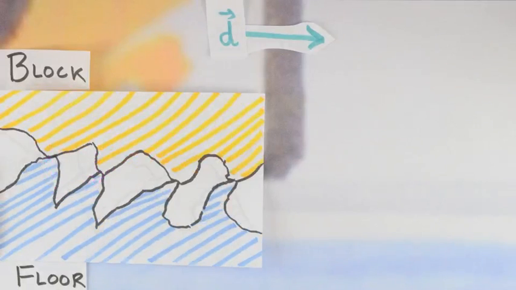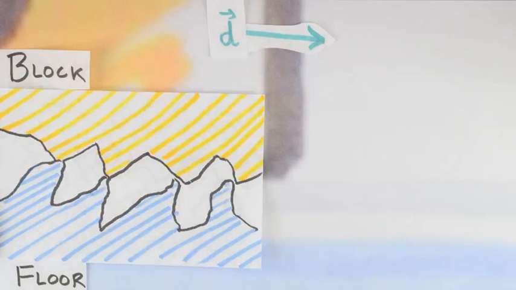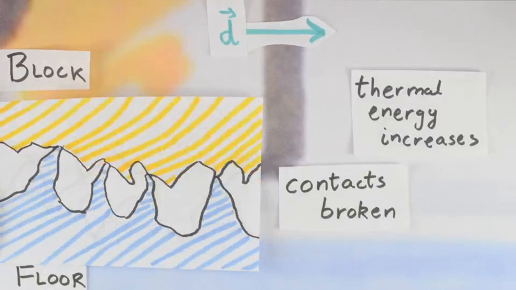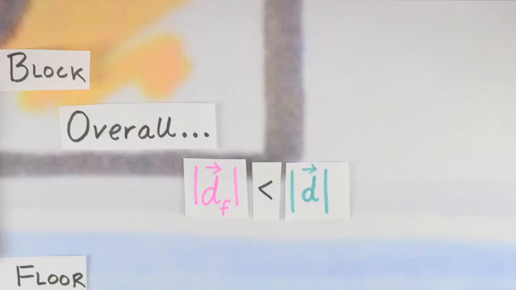Eventually the contact between these protrusions is broken. This breaking action results in the dissipation that increases thermal energy, and other protrusions will take over in making contact. However, in all cases, the overall effect is that the magnitude of the displacement associated with the friction force is smaller than the magnitude of the center of mass displacement d for this particular situation.